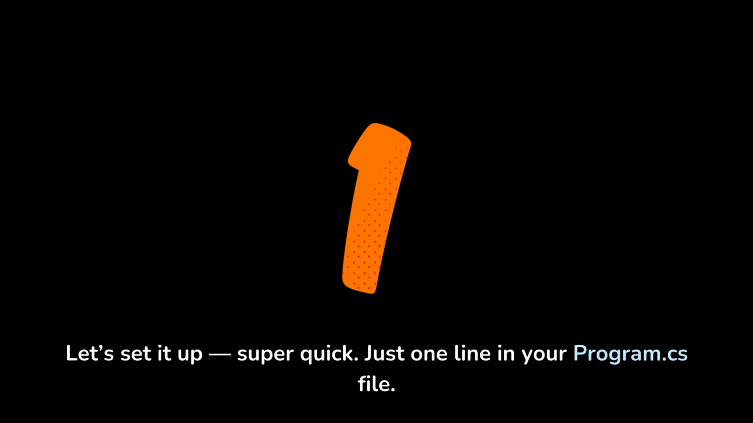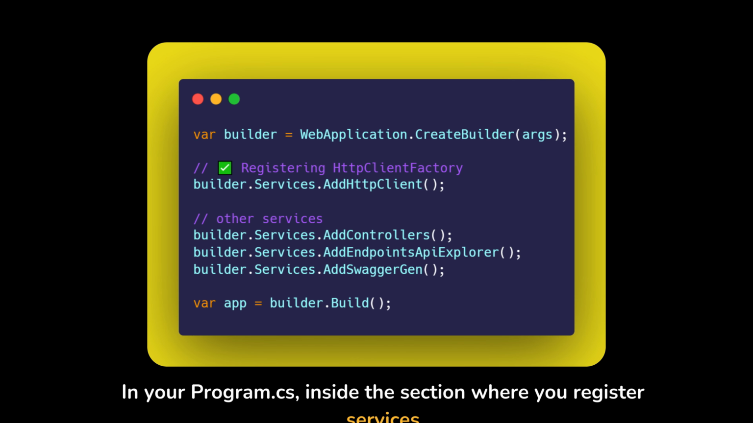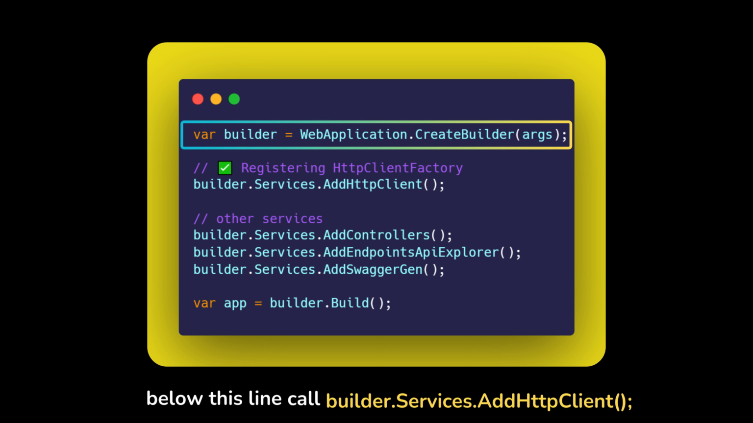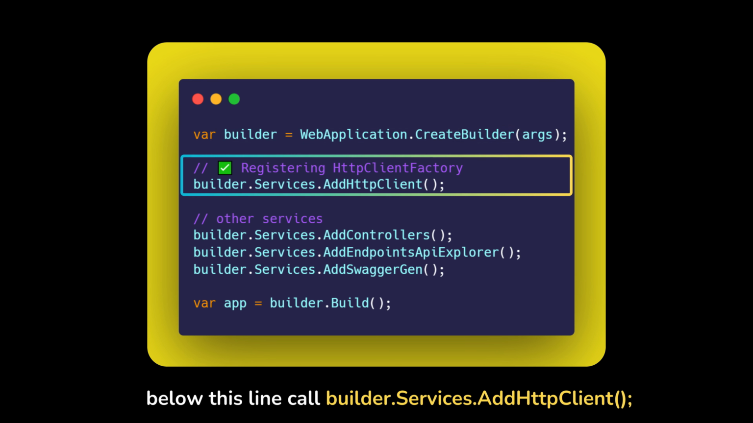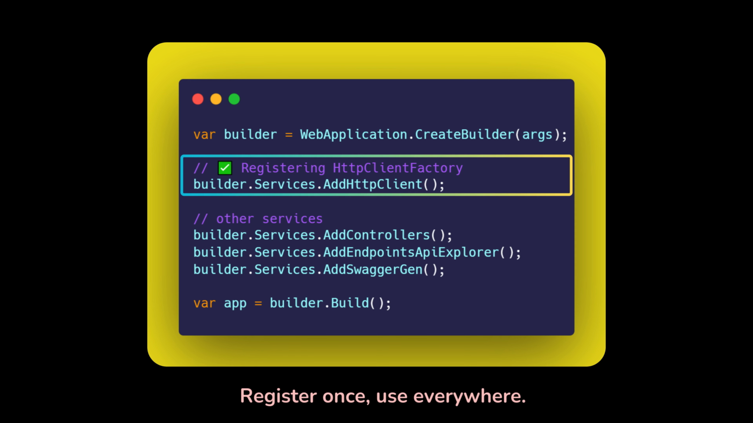In step 1, just add one line in your Program.cs file. Inside the section where you register services, below this line, call builder.Services.AddHttpClient method. This is something like register once, use everywhere.